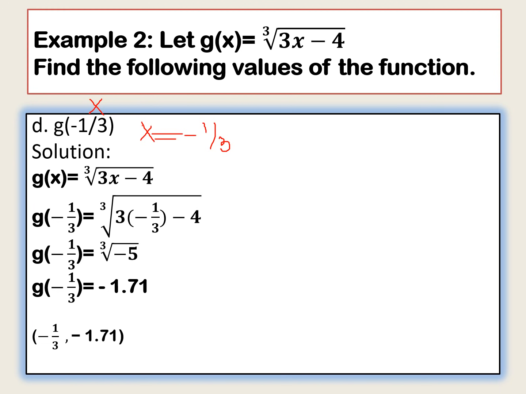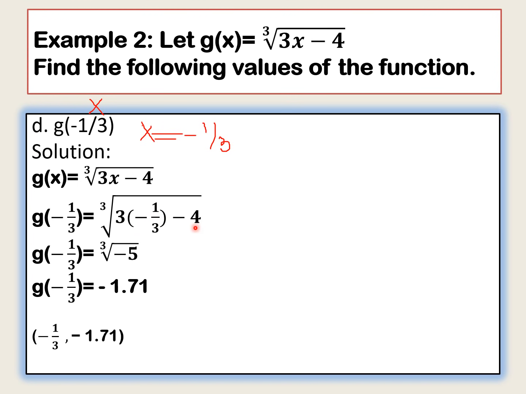Okay. Now, for the solution, ang lagi kong sinasabi sa inyo is that you're going to write the given function, then after nun, substitute na natin. So, x dito becomes negative 1/3 kasi according to this term, we have here g of x wherein x is equal to negative 1/3. Okay? So, g of negative 1/3 equals cube root of 3 multiplied by x, which is negative 1/3 minus 4.